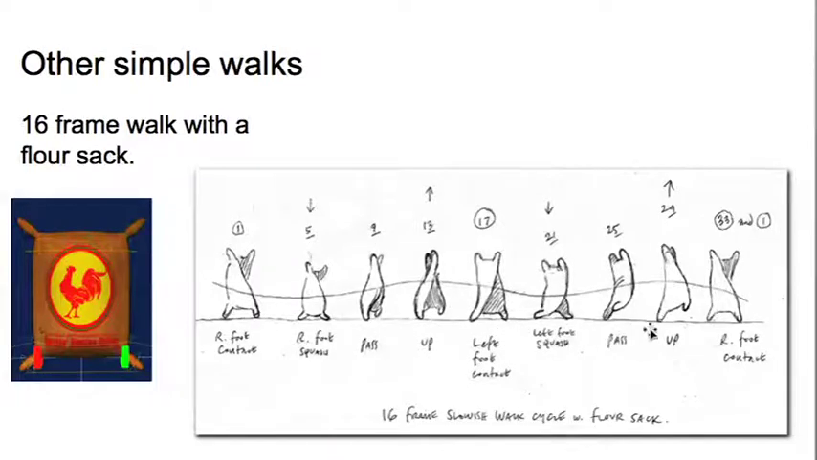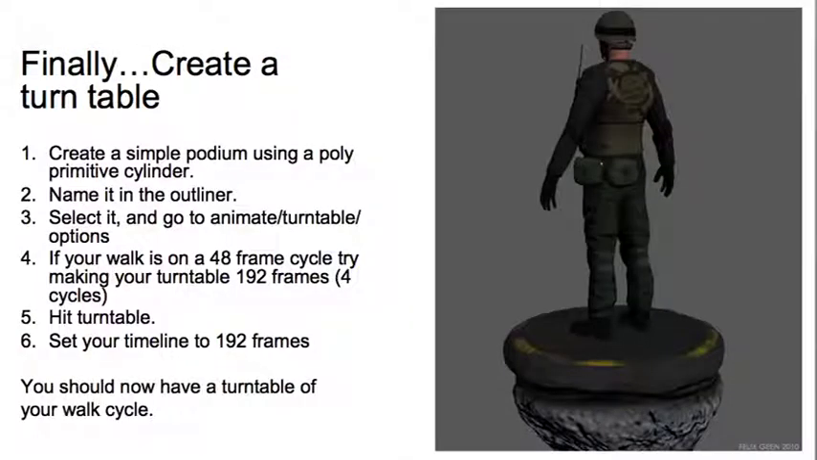And finally, you might want to create a turntable. Here's how to do it. You create a simple podium using a polygon primitive cylinder, which you can just create and stick underneath your character. You go ahead and name it in the outliner, call it podium or turntable, and then you select it and go to Animate, Turntable, Options, and then maybe try 192 frames, that's 4 cycles. Then you click on Turntable, set your timeline to 192 frames, and the turntable will slowly turn around, and you'll have a turntable of the walk cycle.